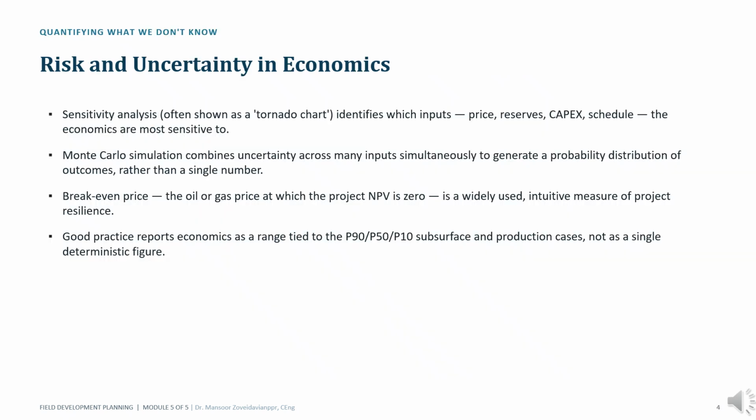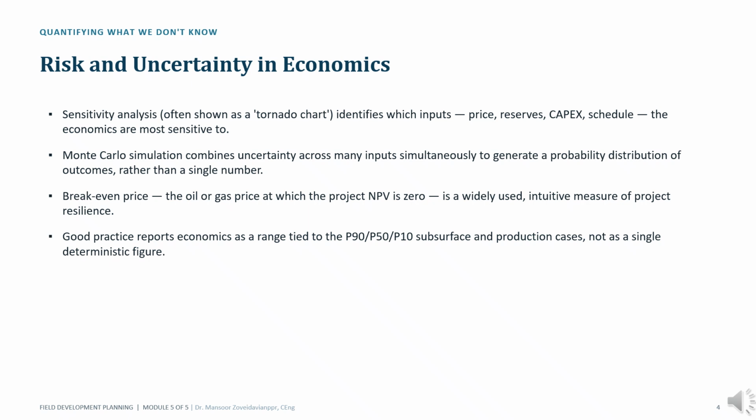One of the biggest mistakes in project economics is presenting a single deterministic result. Real projects contain uncertainty. Oil and gas prices fluctuate. CAPEX changes. Schedules slip. Reservoir performance differs from expectations. To understand these uncertainties, we use sensitivity analysis and probabilistic methods. Sensitivity analysis identifies which variables have the largest impact on project value. Monte Carlo simulation combines uncertainties across multiple variables to generate a range of possible outcomes. Another useful measure is break-even price, which indicates the commodity price required for the project to create value.